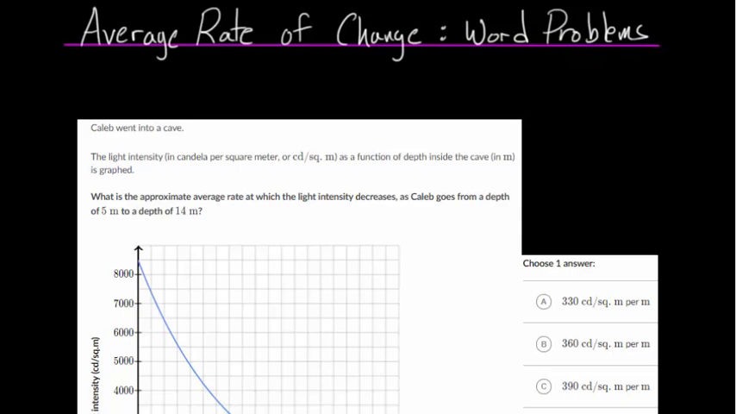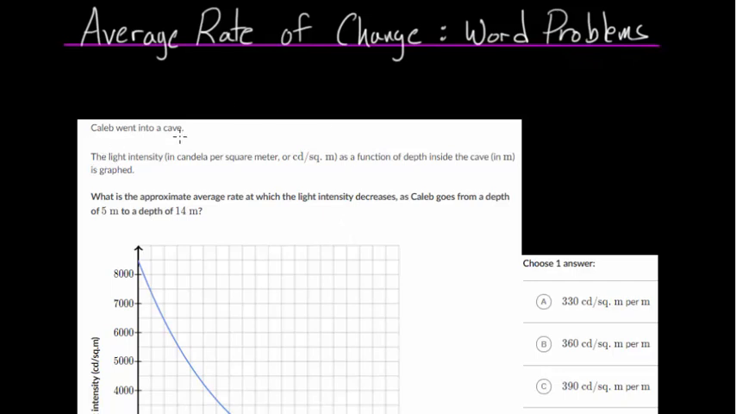For this video, let's continue our discussion of average rate of change by looking at some word problems. So for these, we're just going to jump right in and kind of develop the strategy as we go. But in all of these problems, we're essentially going to be able to plot two different points. We can connect those points with a straight line, and the average rate of change over that interval is just the slope of that line.